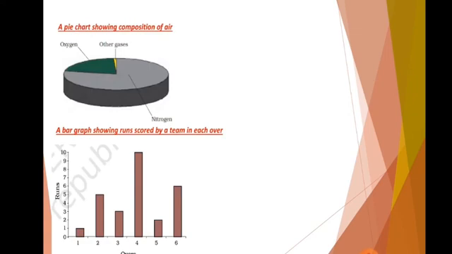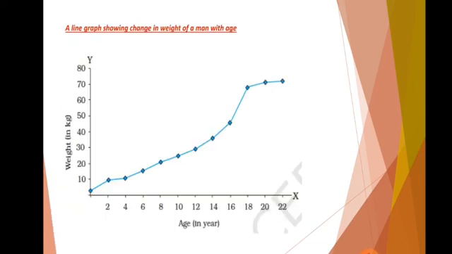We can also have different types of graphs based on the needs. So when we are plotting something like composition of air, where we see different components of gases, we can use a pie chart. Whereas if we are plotting the runs scored by a team in each over for a cricket match, then we can use a bar graph as shown in the figure. In some cases, we will also need a line graph. So a line graph will show the change in weight of a man with age. Here we plot the points like we do in a normal graph and then connect them using a line.